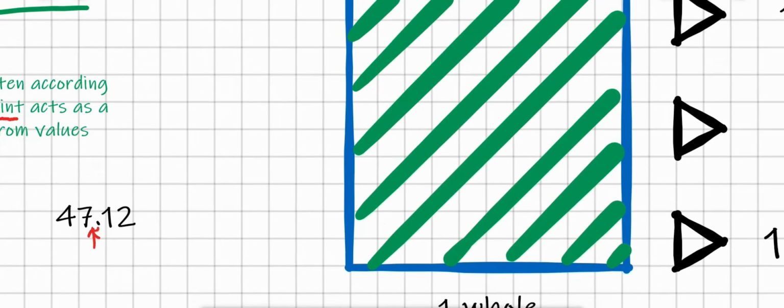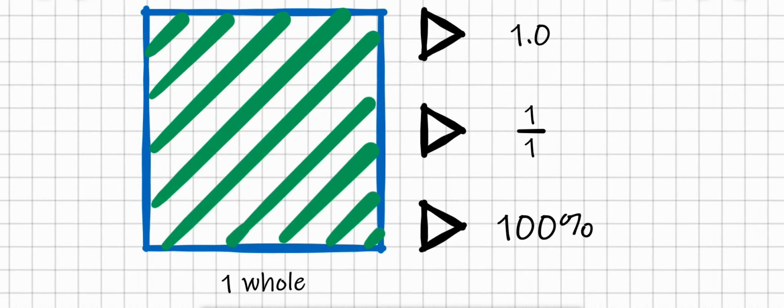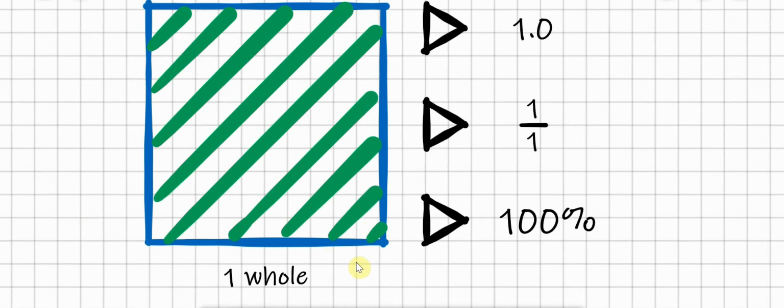Now let me explain to you how decimals work. We follow a system. It's called the base 10 system. This system means that every time we want to make a number bigger or smaller, we can do it by dividing or multiplying by 10. So let's just say this big square represents 1 whole, or 1. We can write that in a decimal form as 1.0 or in a fractional form as 1 over 1. We can also write it in a percentage form as 100%.